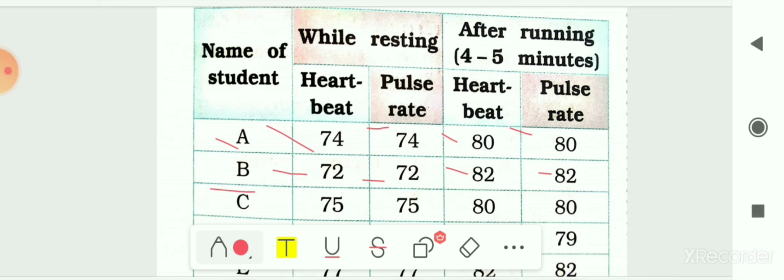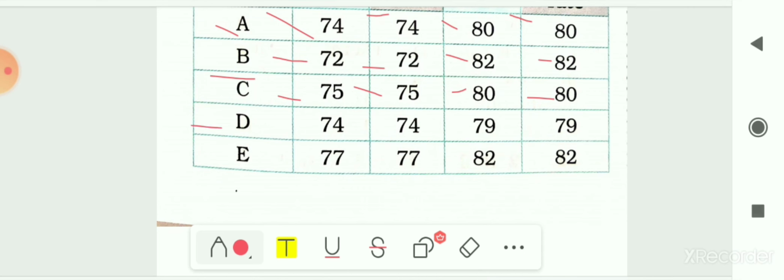For student C, the heartbeat and pulse rate while resting is 75, and after running for 4 to 5 minutes, or after exercise, it will increase to 80. Then for student D, the heartbeat and pulse rate at rest is 74. After exercise, it will be 79. For student E, at rest both of them are 77, and after running it will be 82.